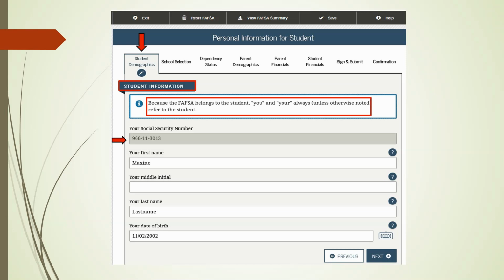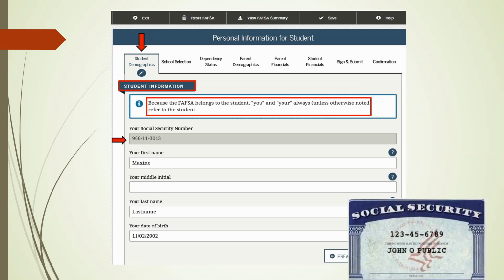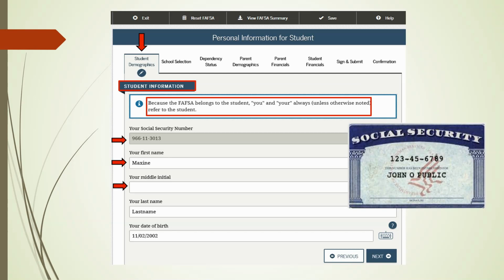So you're going to fill out your social security number if it's not already listed in there from your FSA ID, your first, middle initial, and last name and date of birth, keeping in mind that you want to make sure it matches exactly what's on your Social Security card, because this application does get checked against the Social Security Administration's database, and if it doesn't match exactly what's on your Social Security card, it will cause delays in your processing.